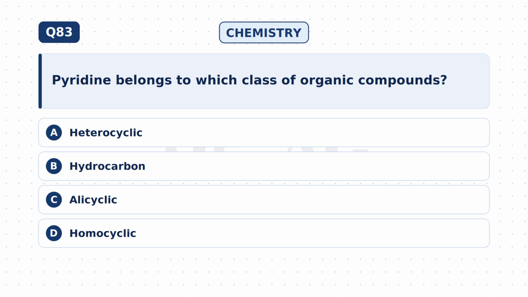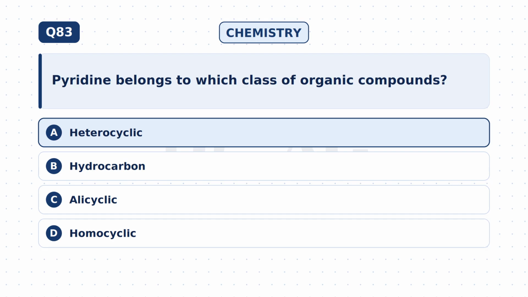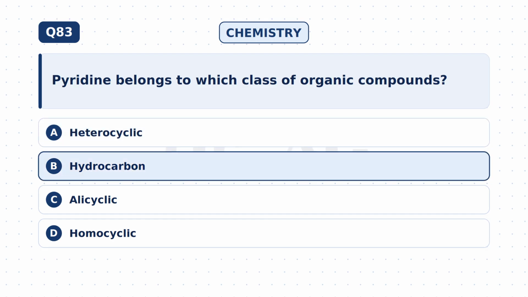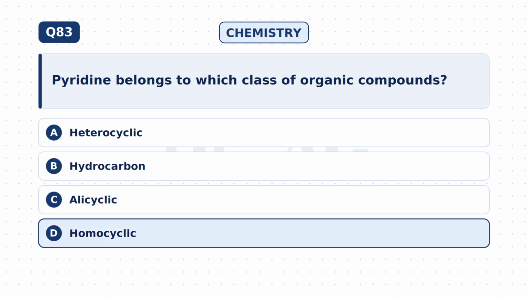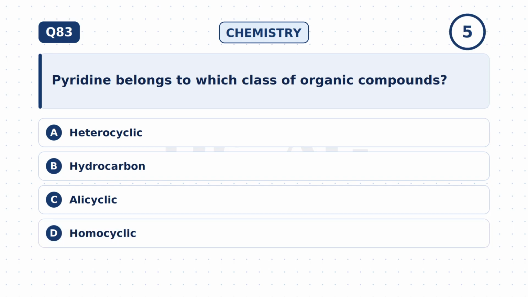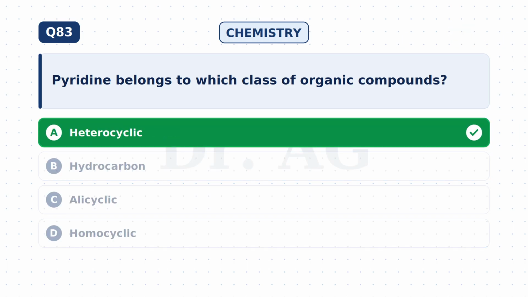Question 83. Pyridine belongs to which class of organic compounds? Option A, heterocyclic. Option B, hydrocarbon. Option C, alicyclic. Option D, homocyclic. The correct answer is A, heterocyclic.